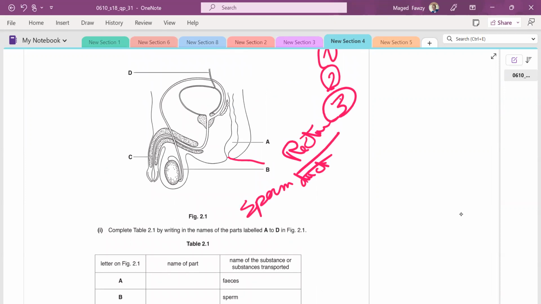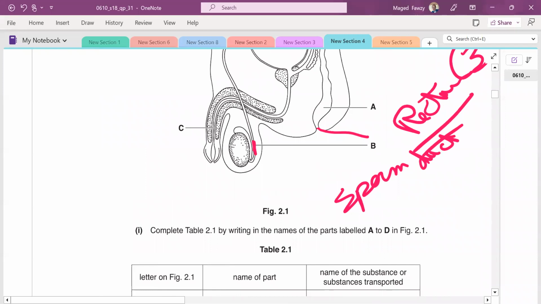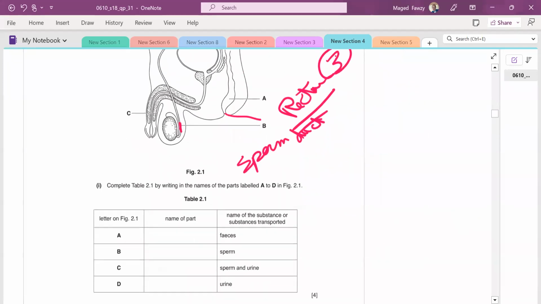Urethra. No, focus on the drawing. He is asking you for the tube, not for the testes. Okay. What's C? Urethra. Yeah, urethra.